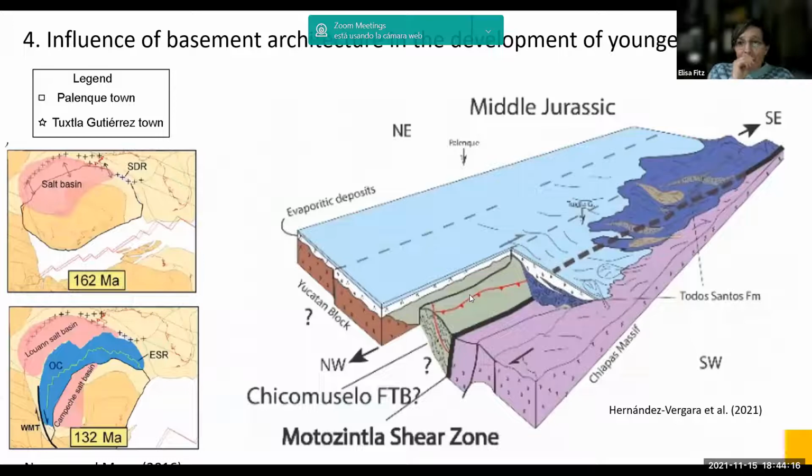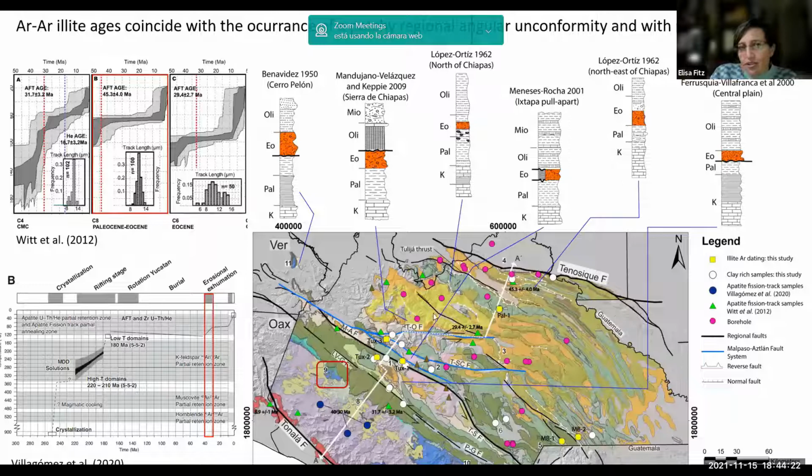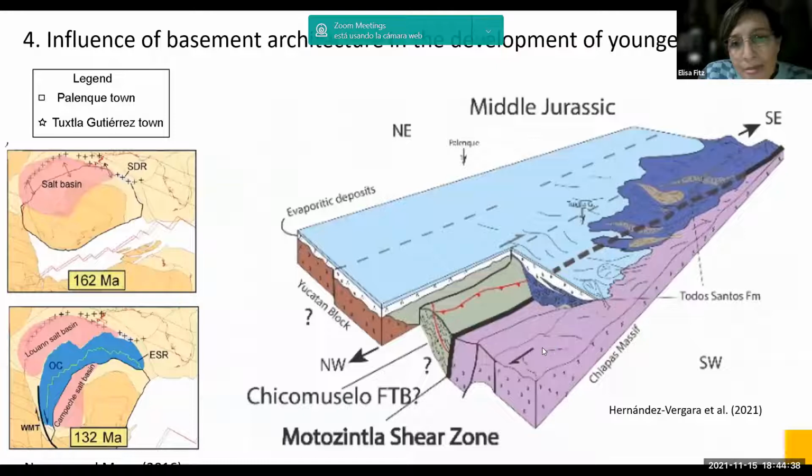We know that it's happening now because there is evidence of seismic activity along these faults, of course of the Polochic fault, but also there are some focal mechanisms that have been reported along these traces. Okay, bueno.